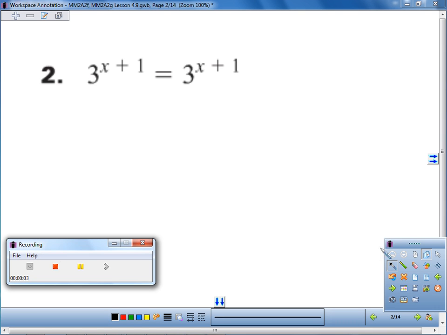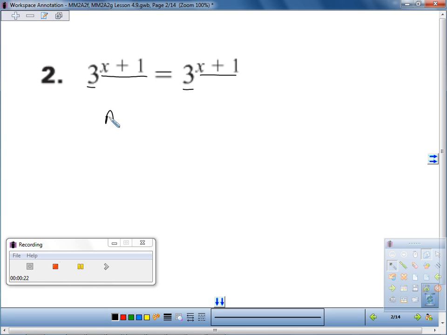Alright, here we're going to be working on our problems where we're solving with exponents. Now you'd notice that we have the exact same base and exact same power exponent on both sides. For that to be true, our answer is any number. We can put in any number we want to for the x. So this would be all real numbers.